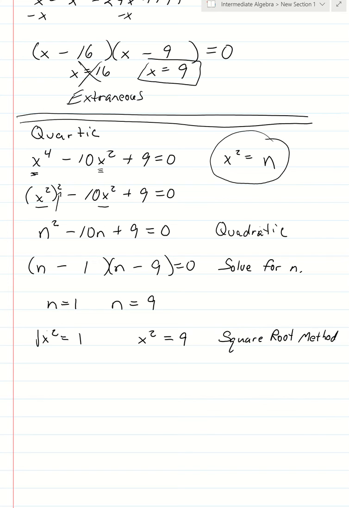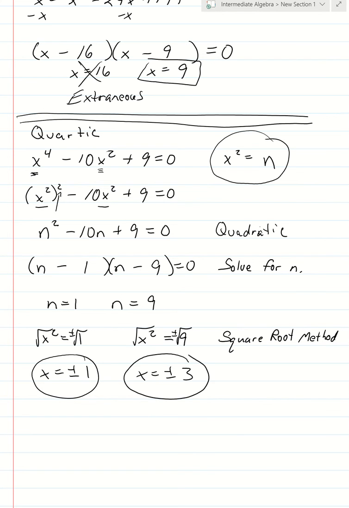Because I'm going to take the square root of both sides, and that would give me x equals plus or minus the number 1. And then if I take the square root of both sides of the second part, we would get x equals plus or minus the number 3. So now we have 4 solutions for x, the original equation. Positive 1, negative 1, positive 3, negative 3.